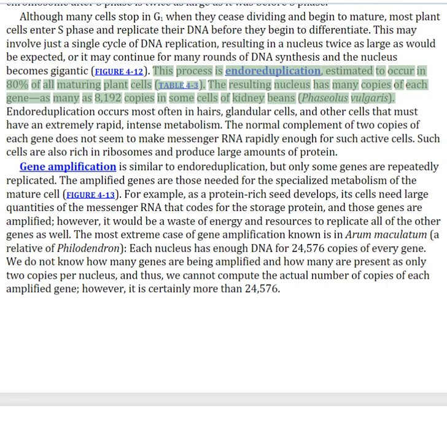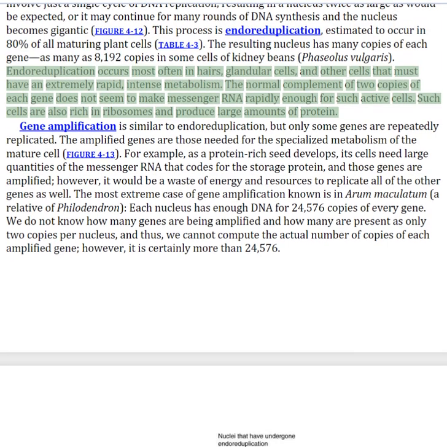The resulting nucleus has many copies of each gene, as many as 8,192 copies in some cells of kidney beans. Endoreduplication occurs most often in hairs, glandular cells, and other cells that must have an extremely rapid, intense metabolism. The normal complement of 2 copies of each gene does not seem to make messenger RNA rapidly enough for such active cells. Such cells are also rich in ribosomes and produce large amounts of protein.